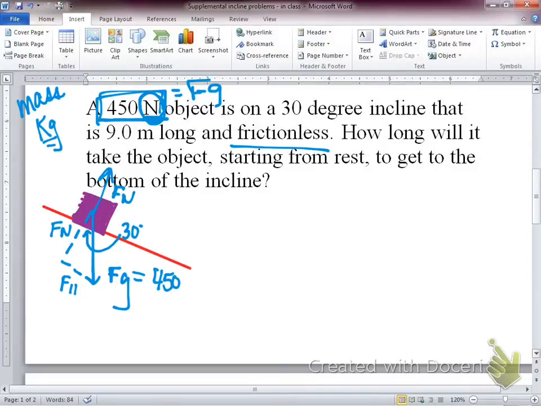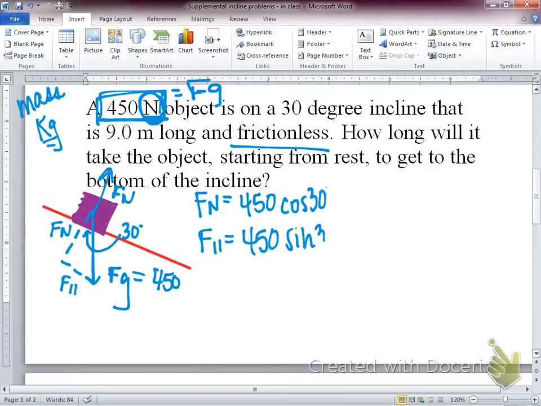If we want to find the mass from 450, how would we do that? We would divide by 9.8. We're going to have to do that here in a little bit, but we'll just go from here for right now. So let's start by finding the components of our gravitational triangle. The normal force, we're going to take 450, which is our hypotenuse, times cosine of 30 degrees. And for our parallel force, we're going to take 450 times sine of 30 degrees.